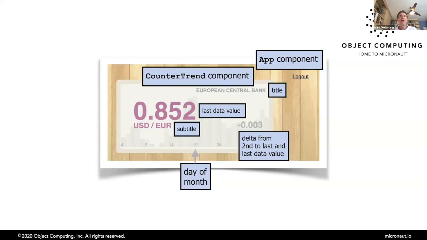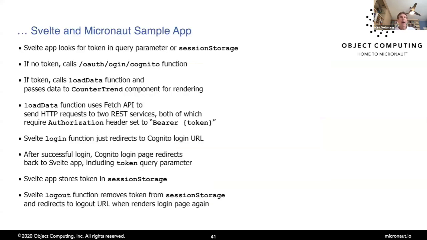So on this next slide, we're going to walk through the sequence of actions that happen here. When the Svelte app starts up, it checks to see, is there a token related to logging in that is either passed to it in a query parameter or sitting in session storage. If there isn't, then it's going to make a call using Cognito to try to get that. If there's already a token, it calls load data, and that's going to get all the data for the histogram that I'm showing, and it will pass that to the Svelte component so that it can render it.